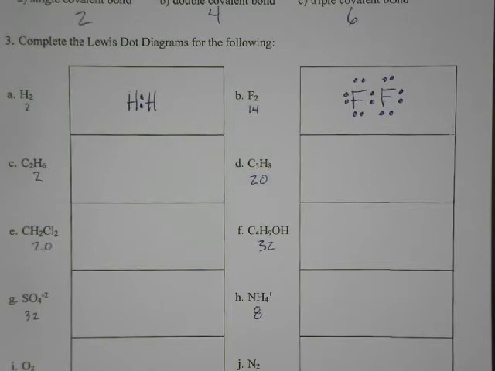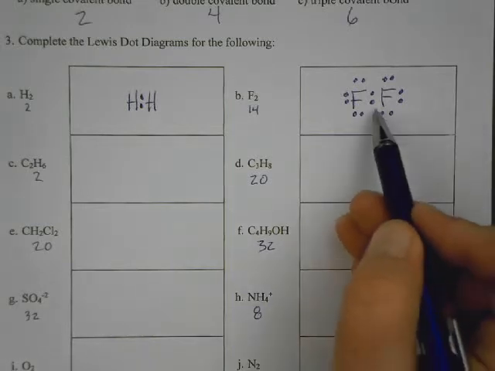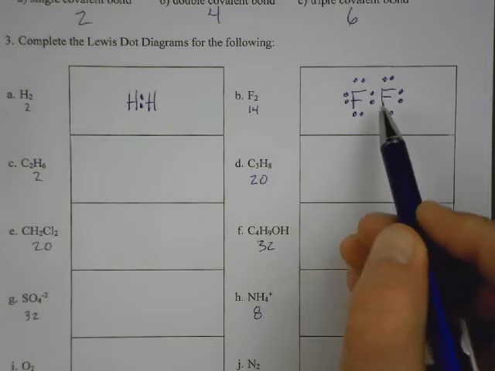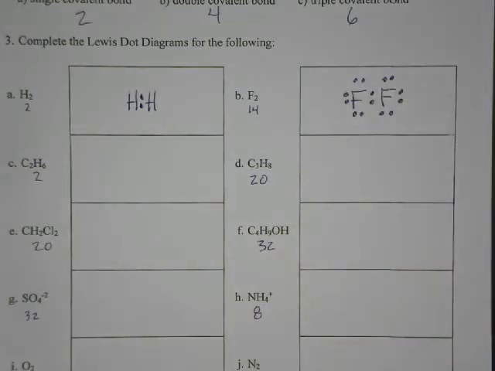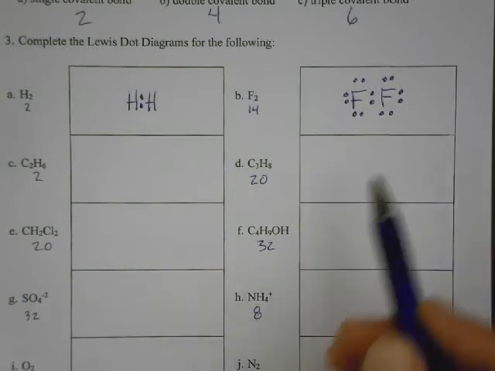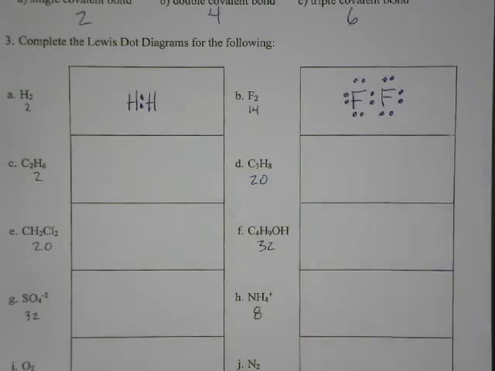Please note, I don't need 16 dots here. I only need 14 because they're sharing the middle 2. And then I need 6 around and 6 around. So I only need 14 to take care of 2 atoms, potentially. So that one's done. Has a single bond. All of the halogens can bond like this one. F2, Cl2, Br2, I2. They would all look very similar to that one.